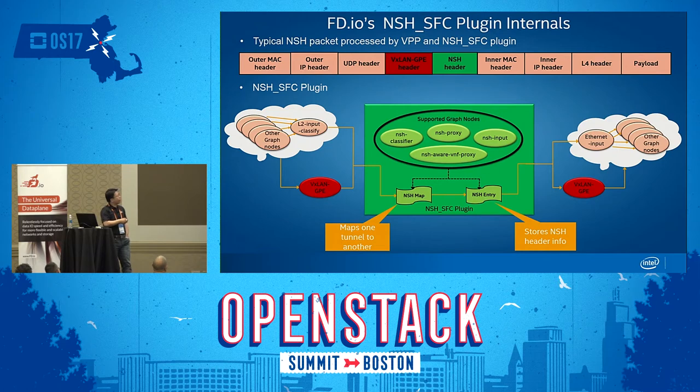So in the NSH SFC plugin, as you can see, we ensure the NSH SFC can act as four different types of graph nodes: NSH classifier to act as classifier, proxy, NSH input, and the NSH-aware VNFs. Essentially, the NSH SFC plugin just manipulates two tables, the NSH map table and the NSH entry table. The NSH entry table enables NSH SFC to act as service function forwarder as well as classifier. And the NSH map enables the NSH SFC to act as NSH-aware VNFs as well as proxy. The VXLAN GPE graph node co-works with the NSH SFC plugin to ensure an appropriate VXLAN GPE transport can be added before the NSH header.